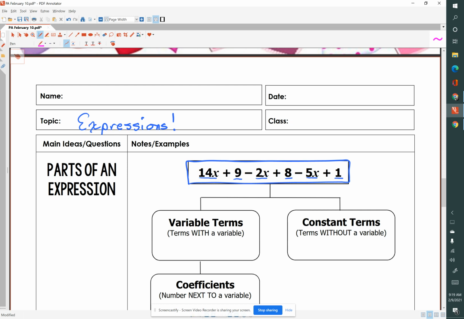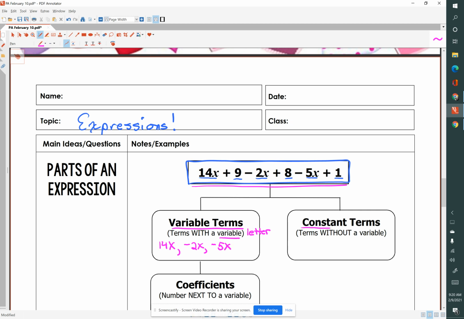Okay, variable terms. The variable terms in this expression are the terms with a variable, which is a letter that represents a number. That's what a variable is. So in this long expression, I see a 14x, I see a negative 2x, and I see a negative 5x.